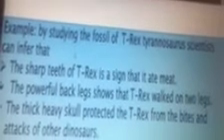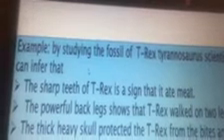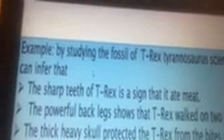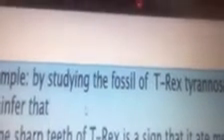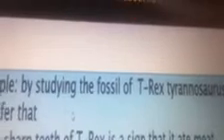Number three, fossils help scientists learn how animals of the past lived. So, for example, here we have T-Rex, a kind of dinosaur. I think most of you know it. Look at the T-Rex here.